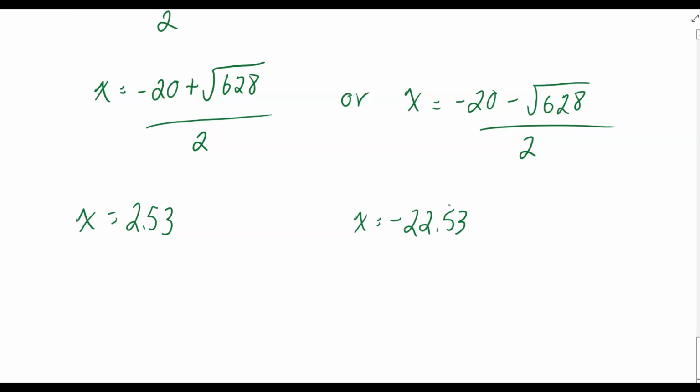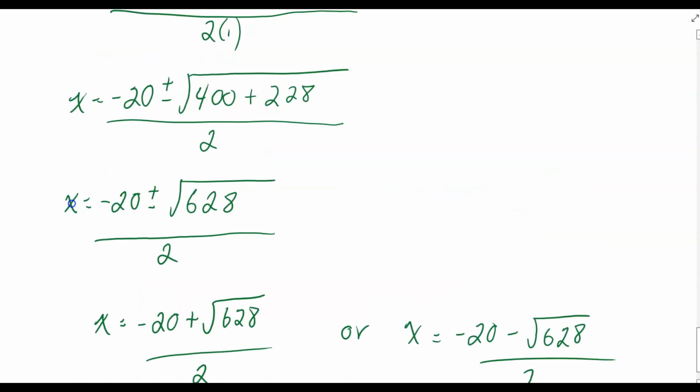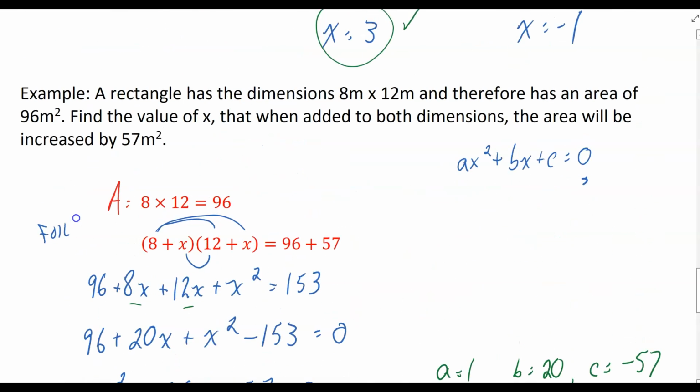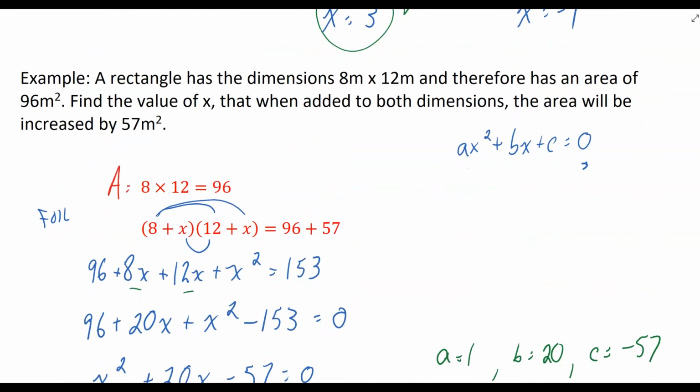Okay, so 2 possible answers. These are the 2 mathematical answers. They might not both make sense for what we've been asked, okay? Let's just go back to the question and see what we were asked. Find the value of x that when added to both dimensions, the area will be increased by 57 meters squared.